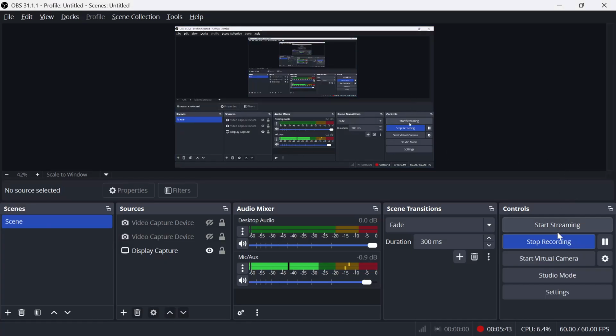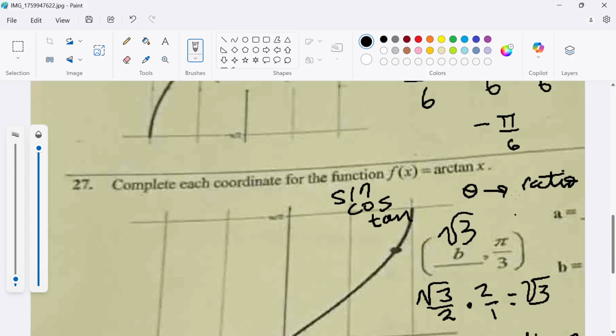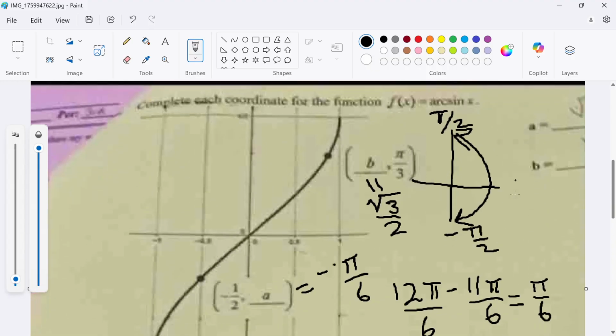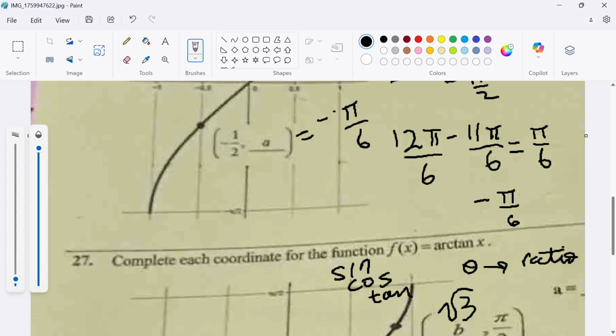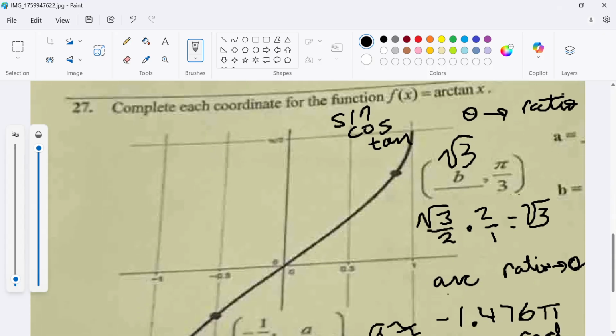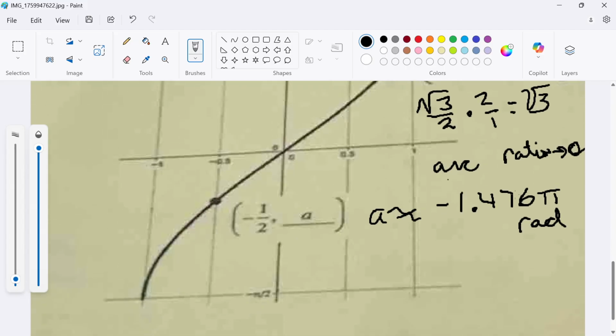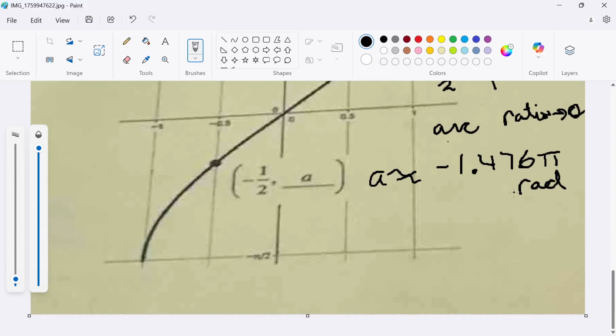I don't know if you can do that without a calculator, to tell you the truth. I'm going to find out after this video making is done. But anyway, there's your answers. On top, B is square root of 3 over 2, A is negative pi over 6. On the bottom for arctangent, B is square root of 3, and A is approximately negative 0.1476 pi radians.